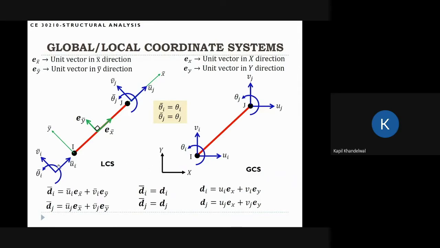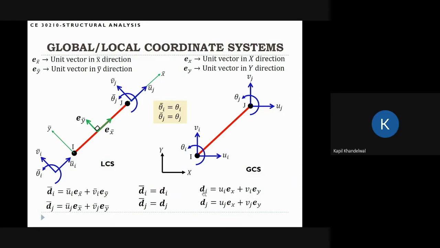And now we want to write the displacement in the local coordinate system at the I node. So you can see that the displacement di at the I node is given by, if we want to write in the vector form, we can express it like this. We can write ui bar times the unit vector in this direction plus vi bar times the unit vector in the y bar direction. So this is the vector representation of the displacement at the I node.